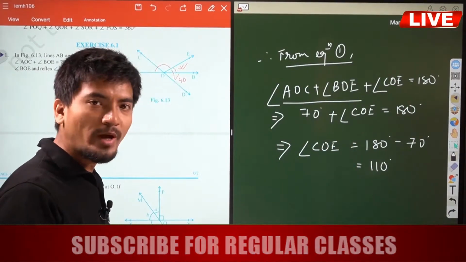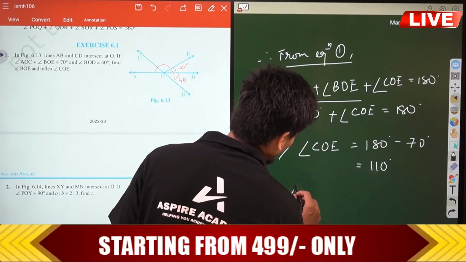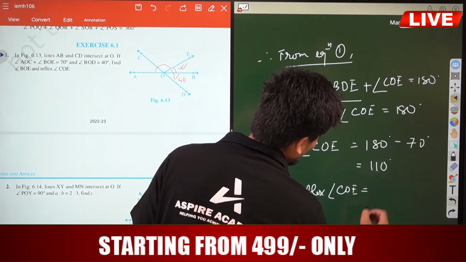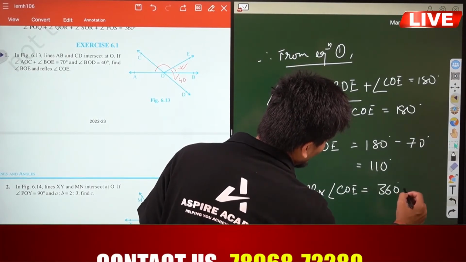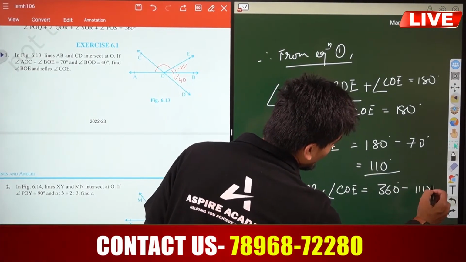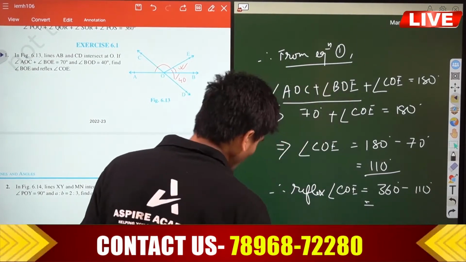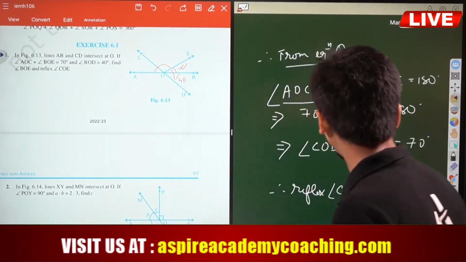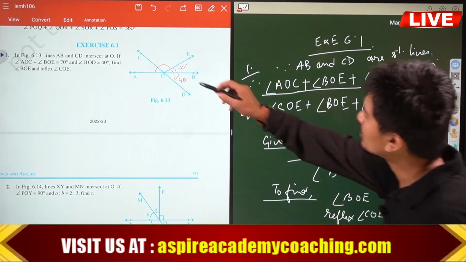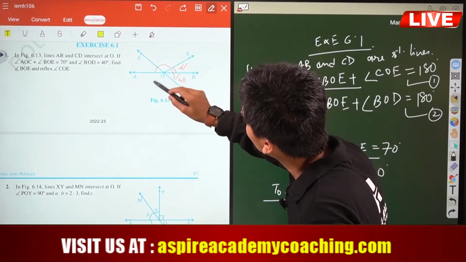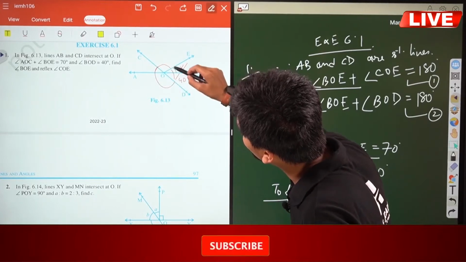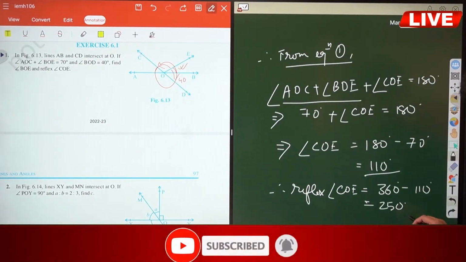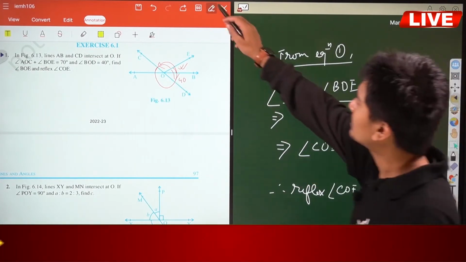So now what we need to find? We need to find the reflex. Therefore, reflex angle COE equals 360 degrees minus 110 degrees, right? Which equals 250 degrees. That means this whole reflex angle COE, this whole, is how much? 250 degrees. Okay.